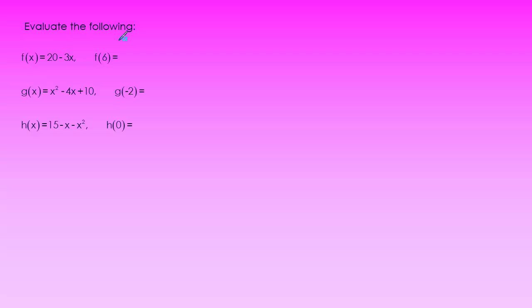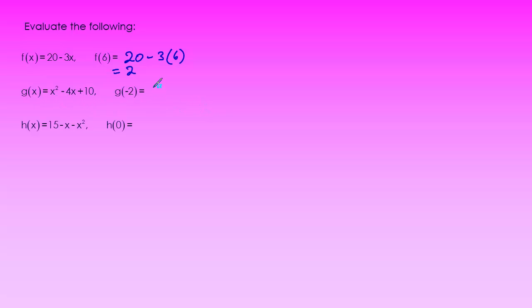We want to evaluate the following. So we have f of x is 20 minus 3x, and we want f of 6. And that means just replace x with 6. So 3 times 6 is 18. 20 take away 18 gives us 2.